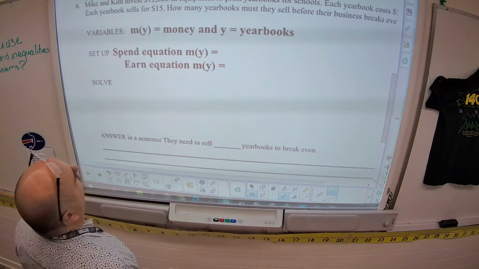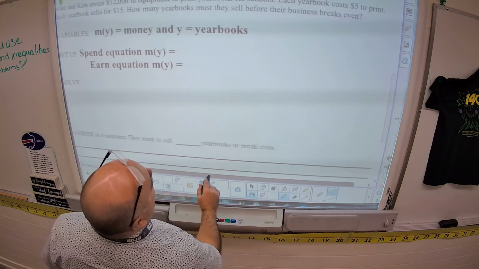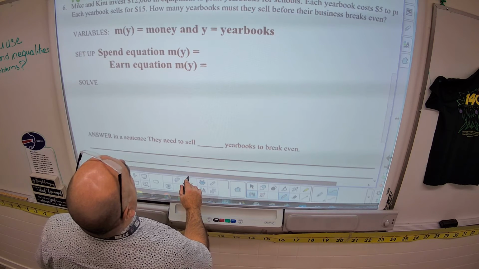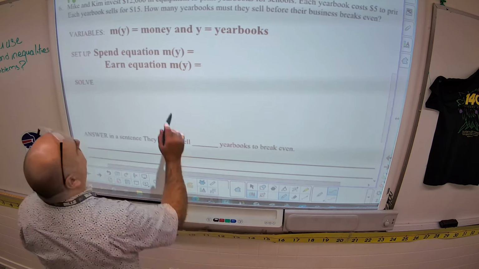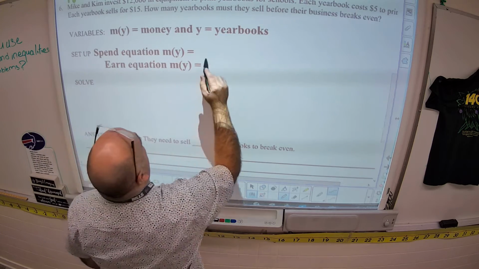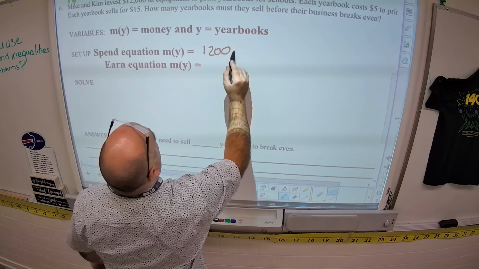Now, this one here, Mike and Kim invest $1,200 in equipment for a yearbook. Each yearbook costs $5 to print, and each yearbook sells for $15. How many yearbooks did they sell before the business breaks even? So I define the variables for you here. You have to set up the equation. They spend $1,200 or $12,000.